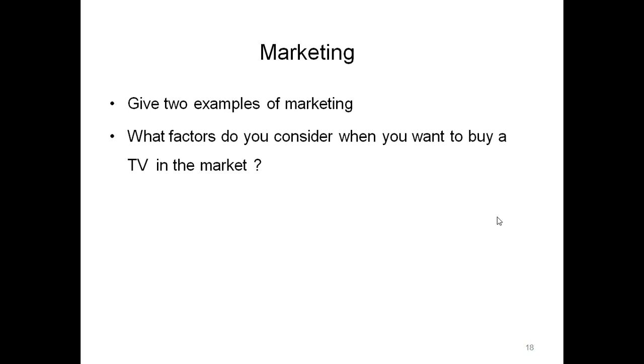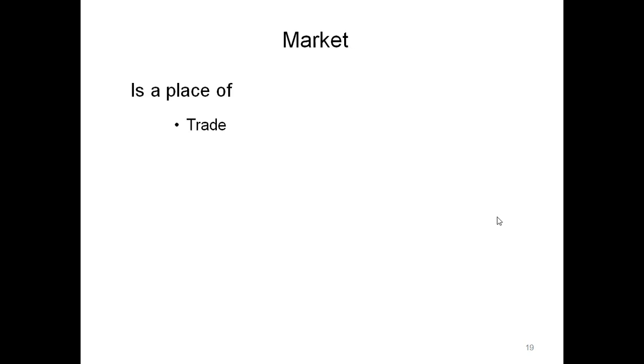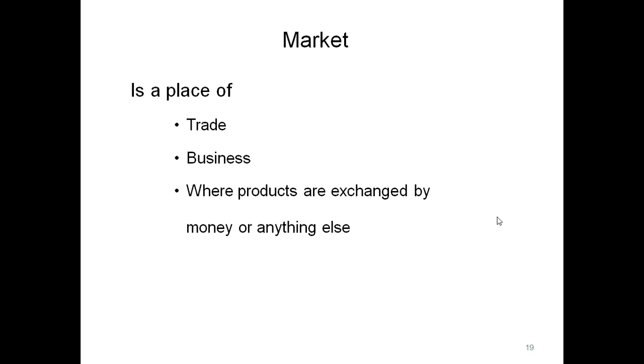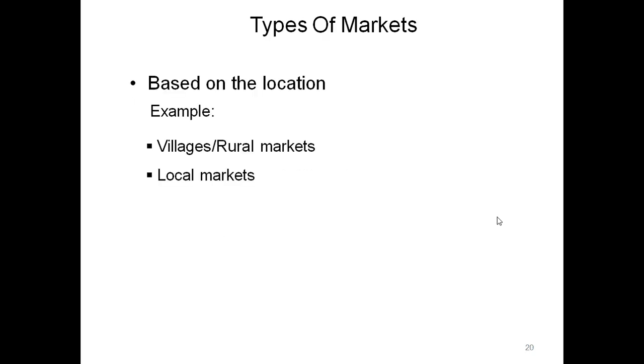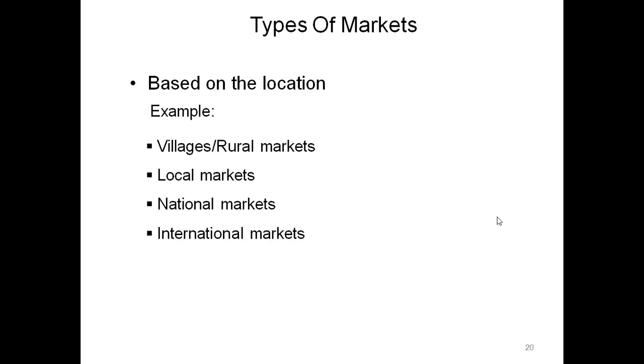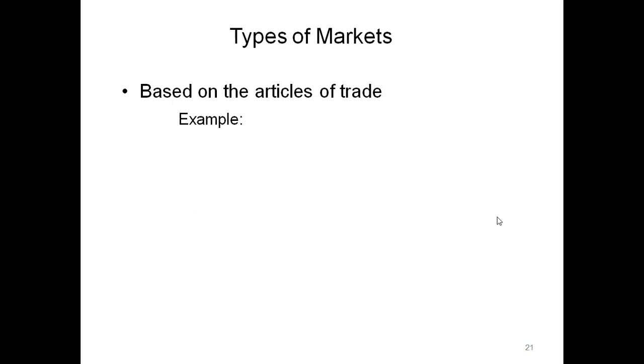So, I just want to give two examples of marketing and we'll see what factors you consider when you want to buy a TV in the market. Market is a place of trade and business where products are exchanged for money or anything else. What are the types of markets? Based on the location, you will have village or rural markets, local or national markets, and international markets.